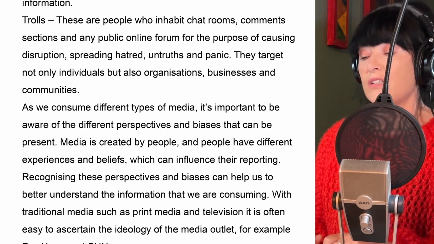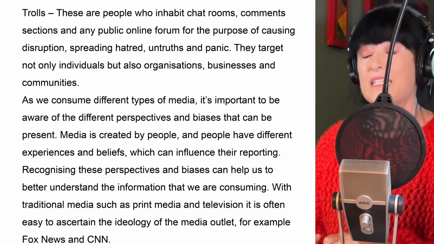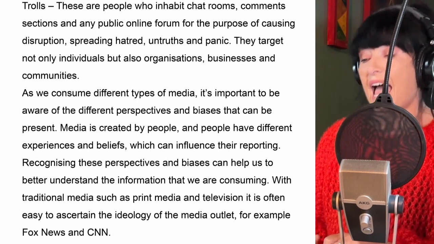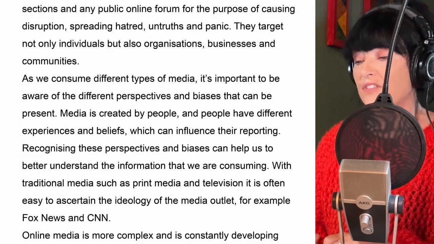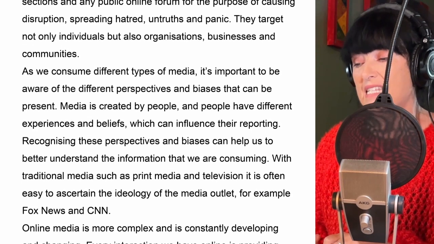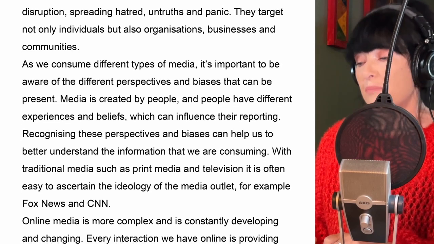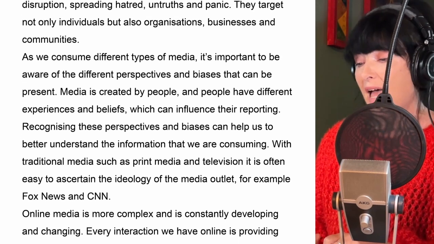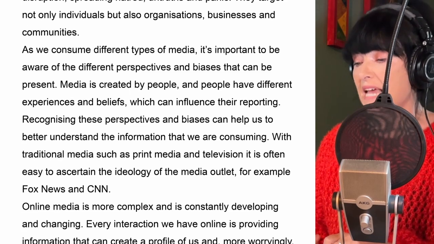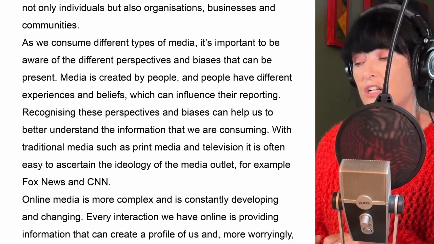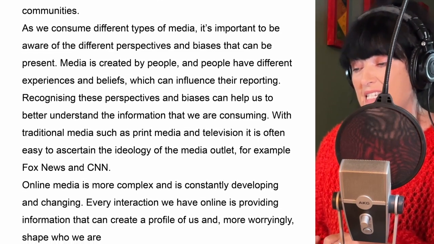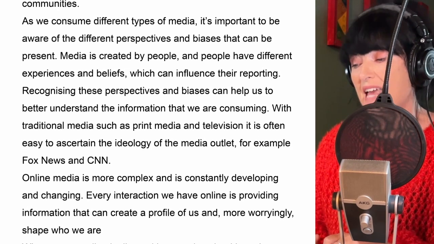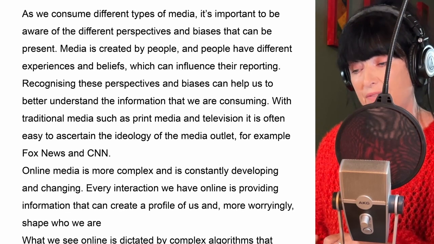So what are the perspectives and biases in media? As we consume different types of media, it's important to be aware of the different perspectives and biases that can be present. Media is created by people, and people have different experiences and beliefs which can influence their reporting. Recognizing these perspectives and biases can help us to better understand the information that we are consuming.